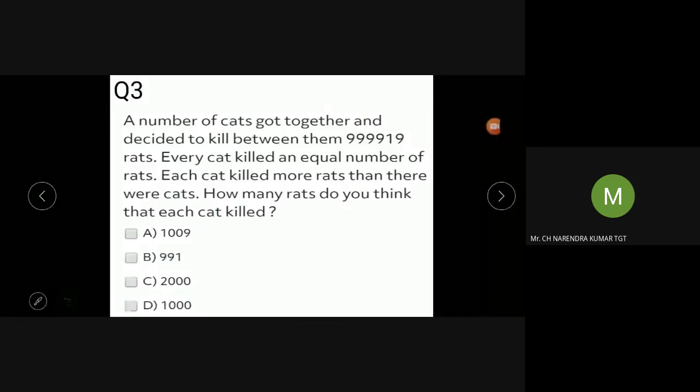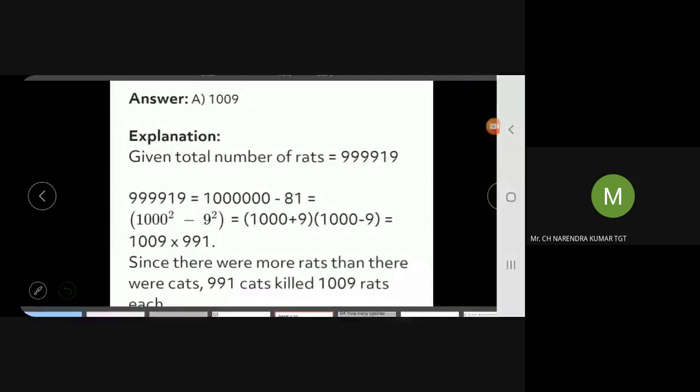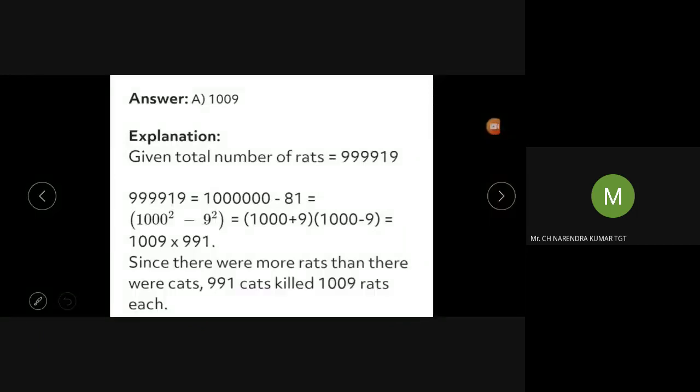So in the next slide, I have given the solution. This is how. So when I go to solve, I get this number as, finally, the product of two numbers, 1009 into 991. So as we say here, the number of rats is more than the number of cats, and each cat has killed an equal number of rats. So we can see here there will be 1009 rats and 991 cats. Clear, sir?